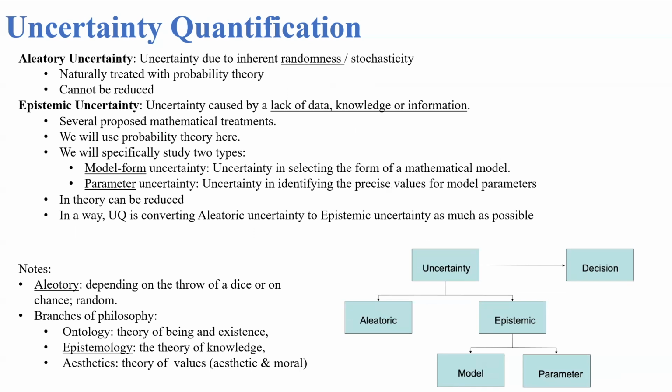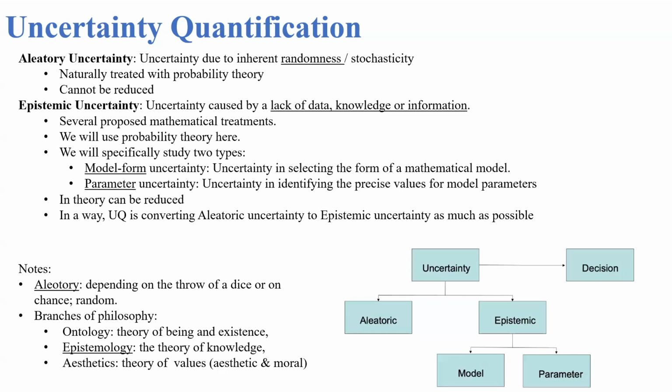There are several proposed mathematical treatments for this, and we will use probability theory here. We will specifically study two types of epistemic uncertainty: model form uncertainty, for example, uncertainty in selecting the form of a mathematical model, and parameter uncertainty, which is uncertainty in identifying the precise value of model parameters. In general, this epistemic uncertainty can be analyzed. In a way, UQ is converting aleatoric uncertainty to epistemic uncertainty as much as possible.